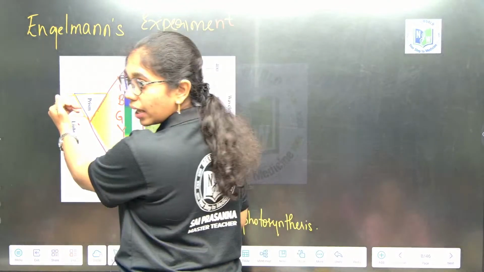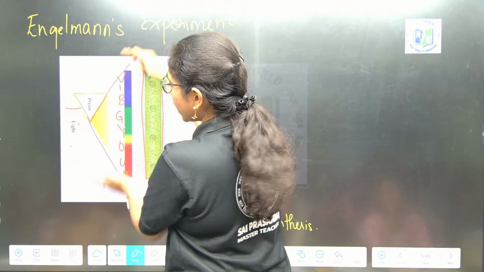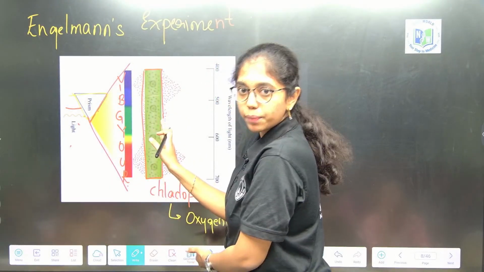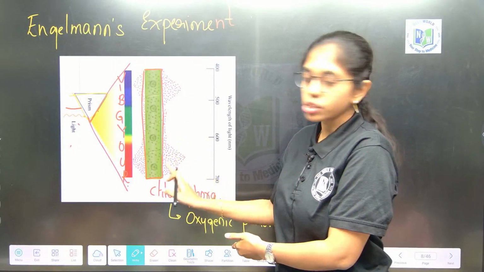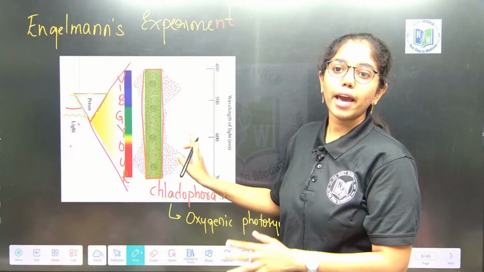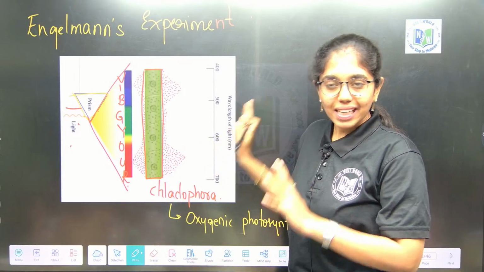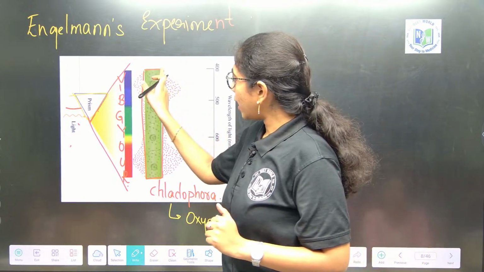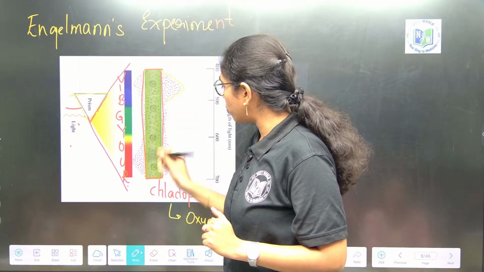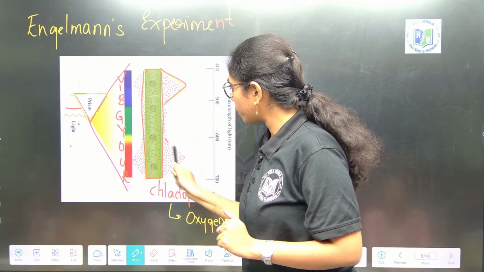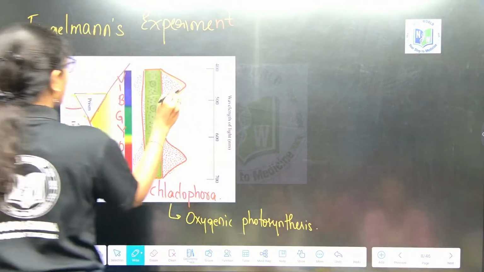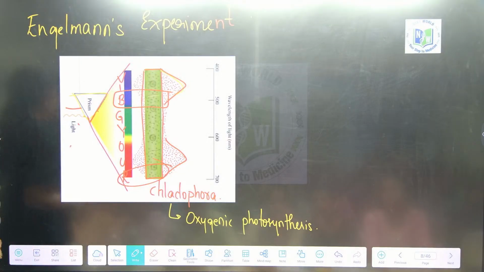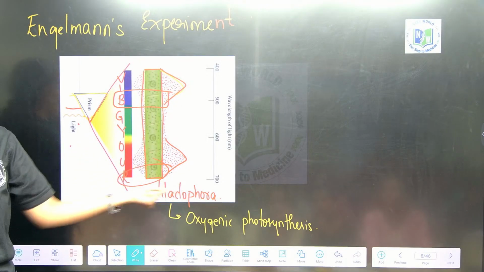You have understood the setup. First, unilateral light is placed over the prism, then it is scattered to VIBGYOR. What is exposed to this? Cladophora. Cladophora conducts what type of photosynthesis? Oxygenic photosynthesis. Over this Cladophora, what is placed? Aerobic bacteria. When this setup was observed for 4 to 5 hours, they observed that the bacteria accumulated, forming two peaks, one at the blue region and the other at the red region.